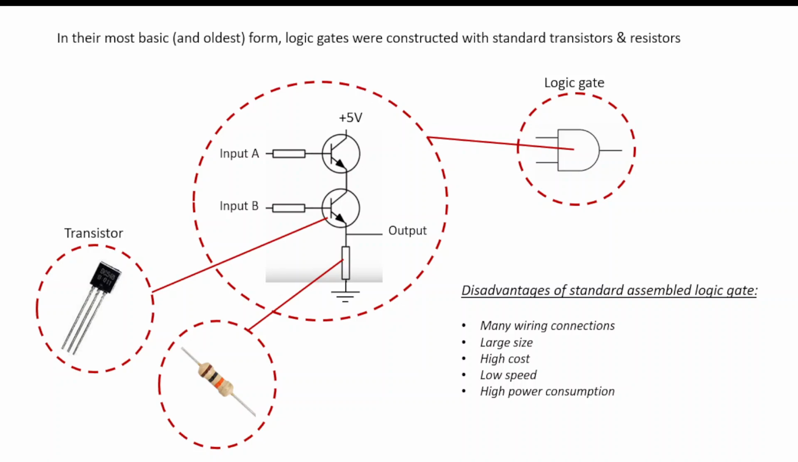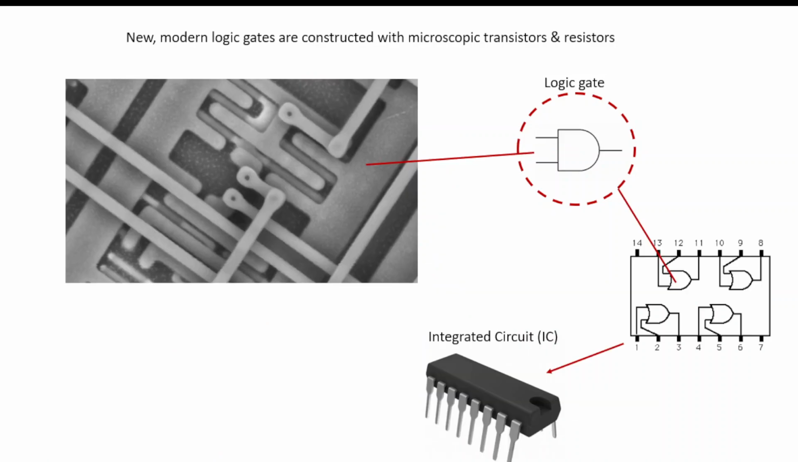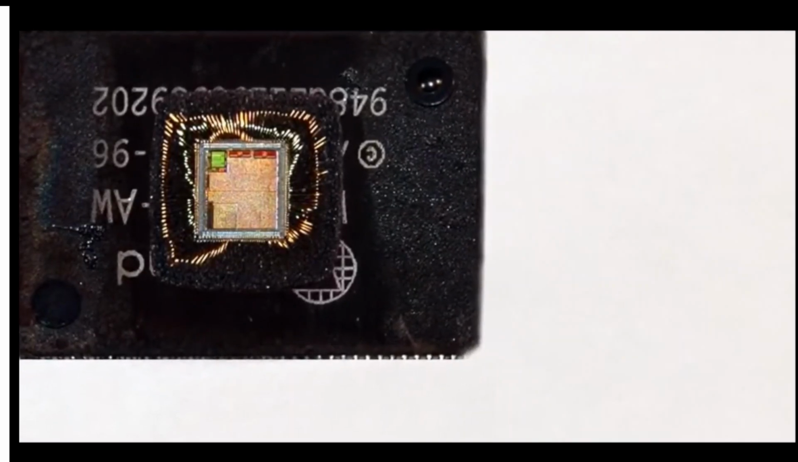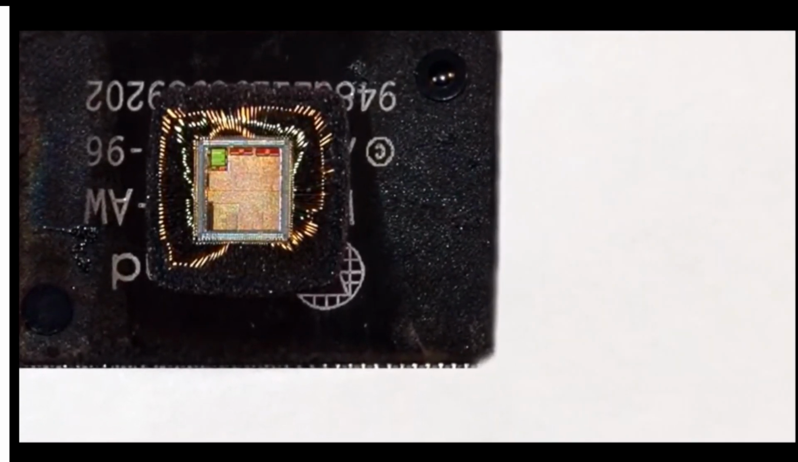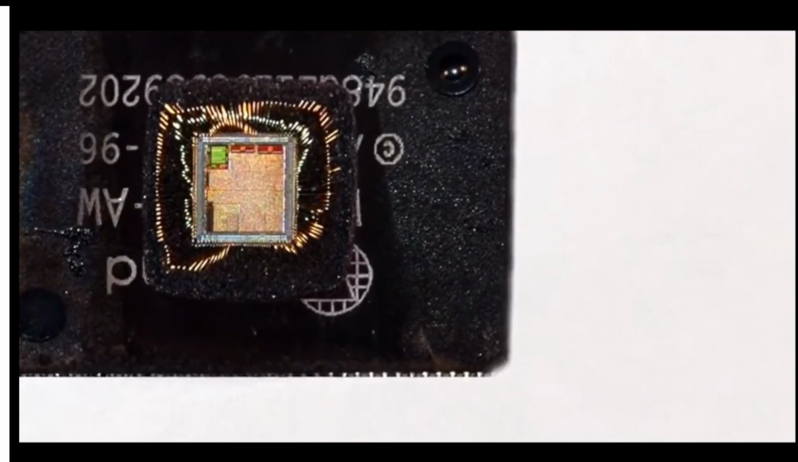in contrast to what we're going to look at next. New modern logic gates are constructed with microscopic transistors and resistors. And so we can see here the logic gate is inside something called an integrated circuit chip. And that integrated circuit chip will usually have more than one logic gate on it, as well as some other connections. It really depends on the integrated circuit chip we're working with. Let's take a real close view of an integrated circuit chip and see what exactly is in there.